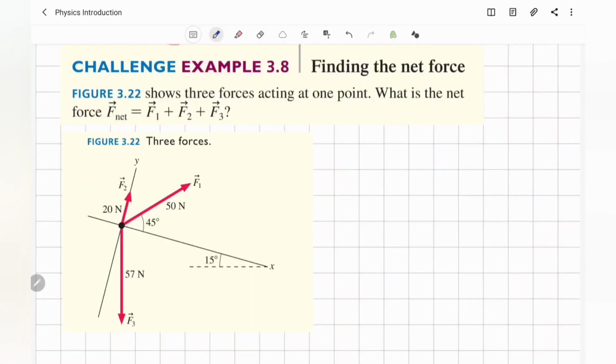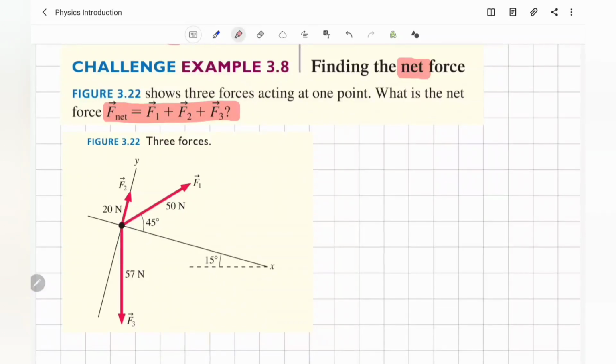Another example, a challenge example. Finding the net force. What is a net force? Net means resultant force. Resultant force means addition, summation of forces. So let's read the question. Figure 3.22 shows 3 forces acting at one point. This point can be an object, but it's not important. We have 3 forces as shown in this figure acting at one point. What is the net force? The resultant force. So basically F1 plus F2 plus F3. This is what we need to find.